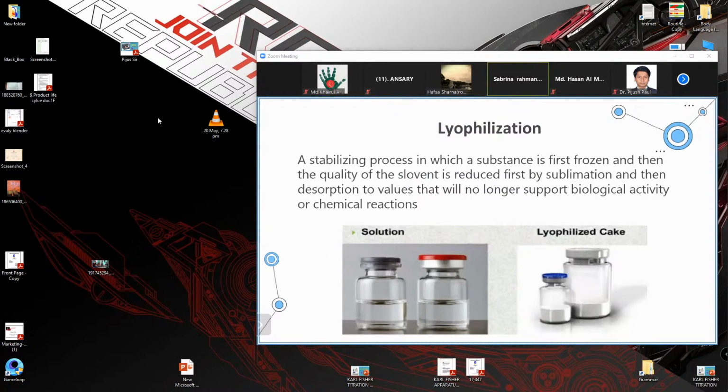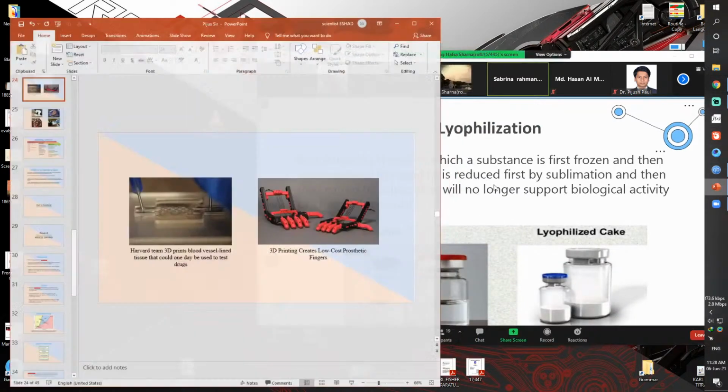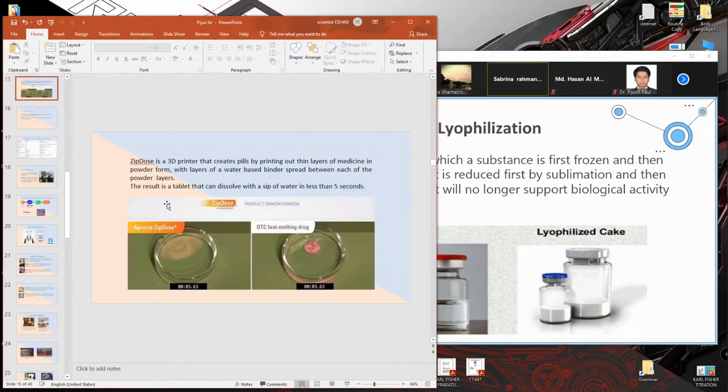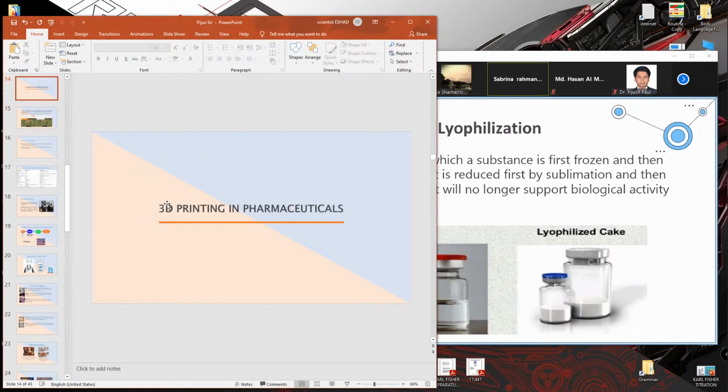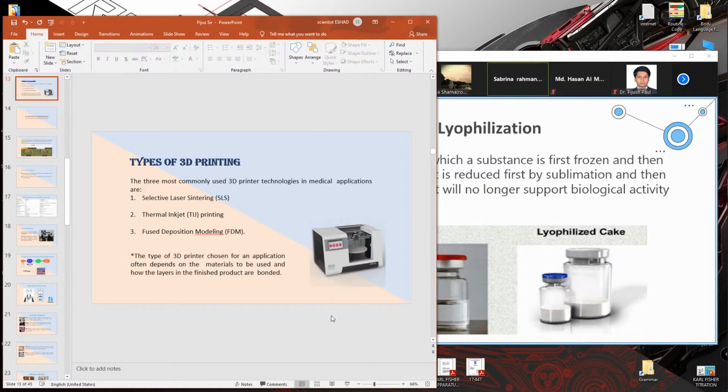The next topic is lyophilization. Lyophilization may be defined as a stabilizing process in which a substance is fast frozen, and then the quantity of the solvent is reduced by sublimation, and then by desorption, to a value that will no longer support biological activity or chemical reaction.